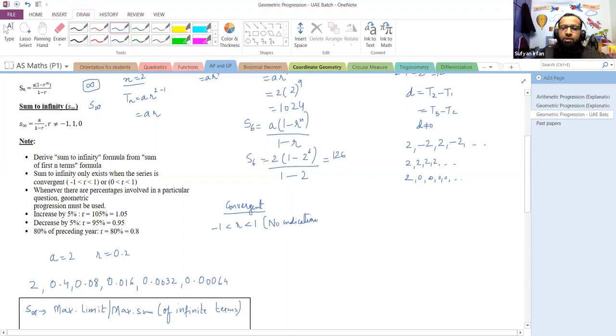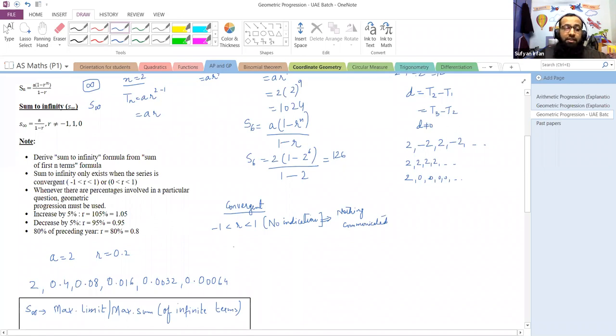What do I mean by no indication? By no indication, I mean that it has not been communicated by the examiner as to whether the terms are positive or negative. Nothing communicated. It's not specified whether the terms are positive or negative.